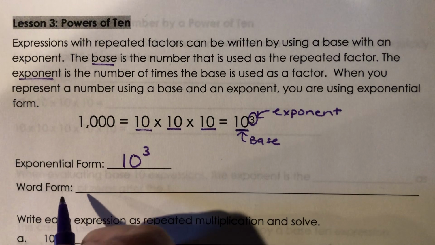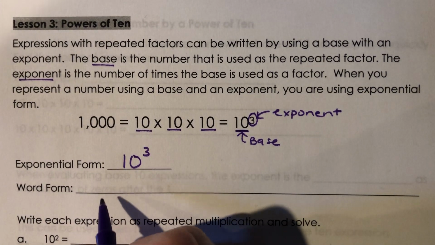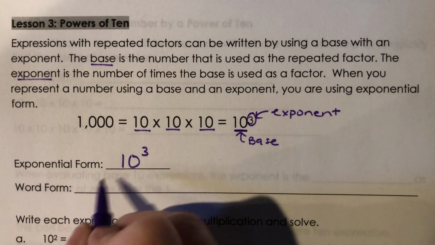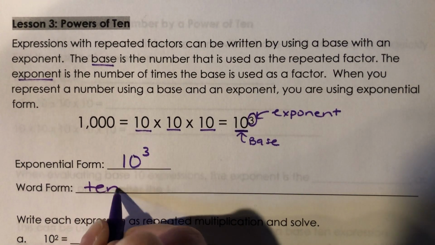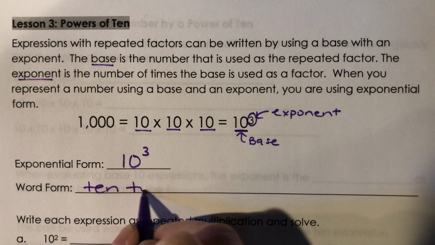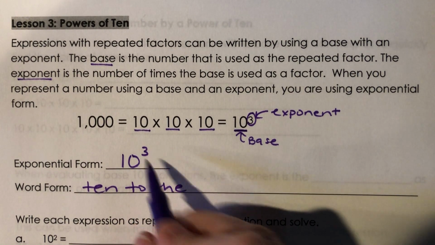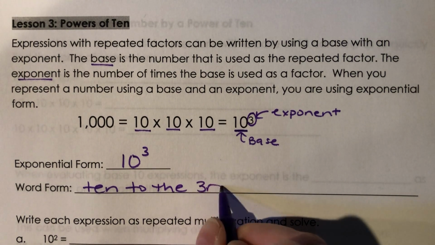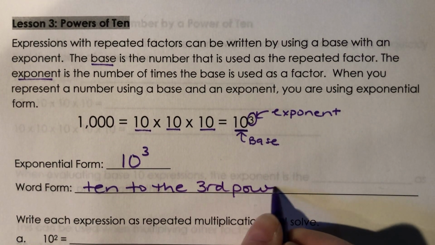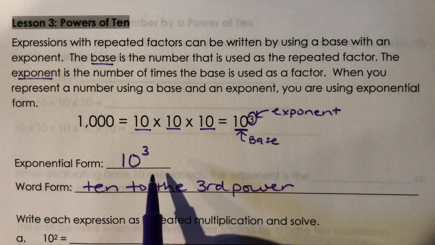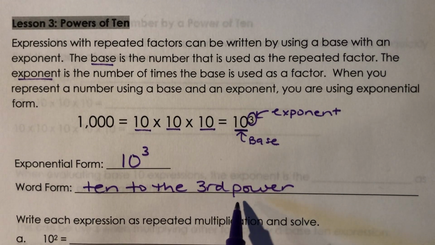And we have to know how to say that, right? We don't say 10, cute little 3. Wouldn't that be nice? No, we don't say that. We would say 10, so you say your base, 10 to the, and these are called powers. So because it's a 3, we can say 10 to the third power. If this was a 4, we'd say 10 to the fourth power. If it was a 5, we'd say 10 to the fifth power.